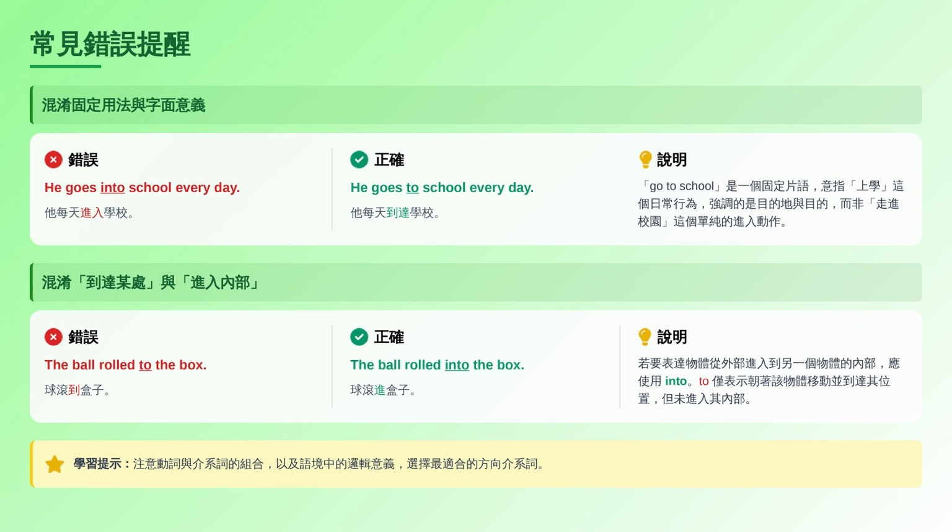Confusing reaching somewhere with entering inside. Wrong: The ball rolled to the box. Correct: The ball rolled into the box. Explanation: to express that an object moves from the outside to the inside of another object, use into. To simply indicates moving toward the object and reaching its location, but not entering it. Learning tips: pay attention to the verb and preposition combination, as well as the logical meaning within the context, and choose the most appropriate directional preposition.